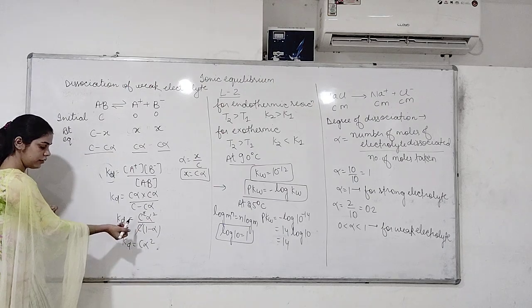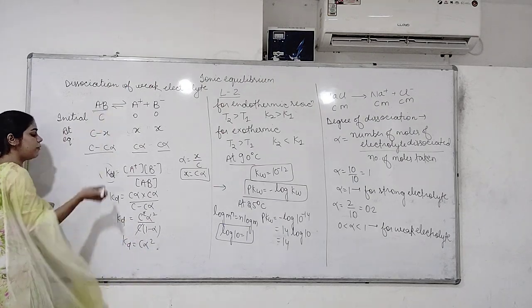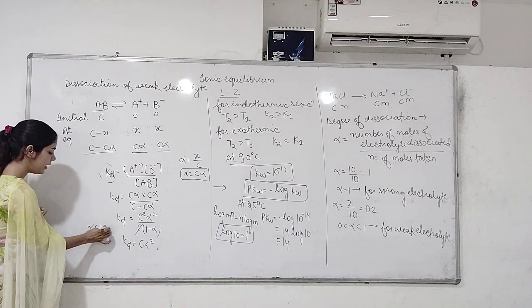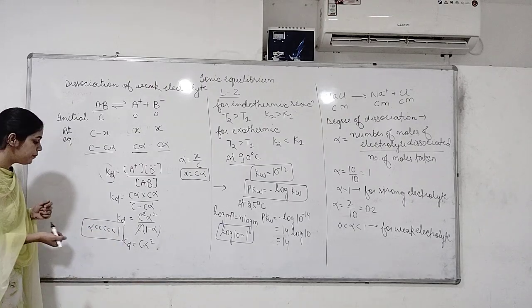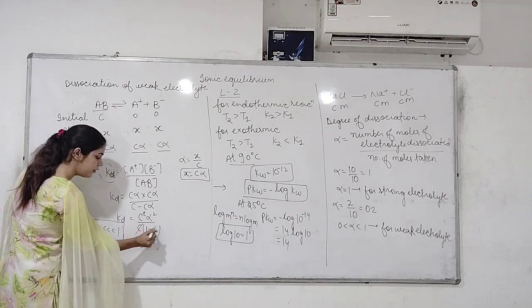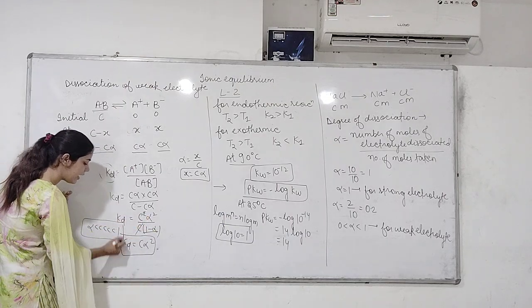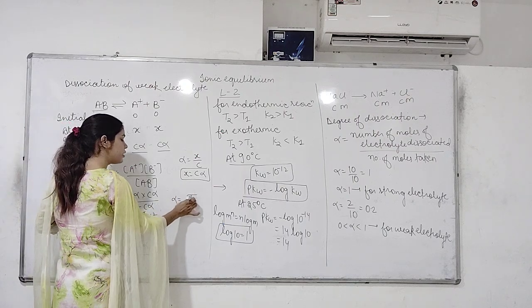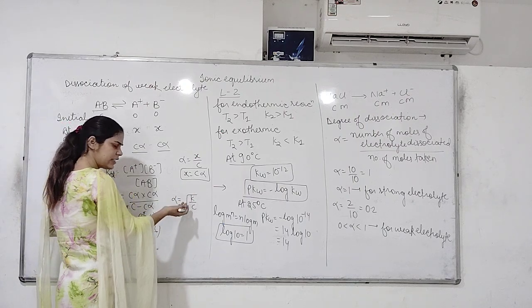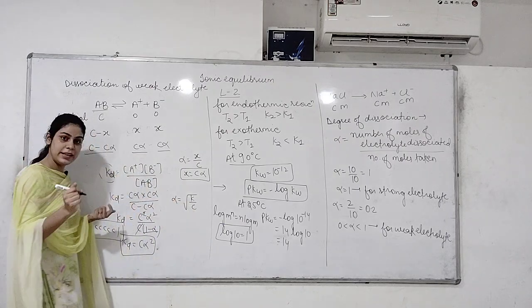Now you all may be thinking why I have left this 1 minus alpha. Since AB is a weak electrolyte, alpha will be less than 1, so I can neglect it. So I have neglected 1 minus alpha here. So Kd is equal C alpha square, or I can say that alpha is equal under root K by C. You can simply write it K or Kd, it's your choice. Alpha is equal root K by C.